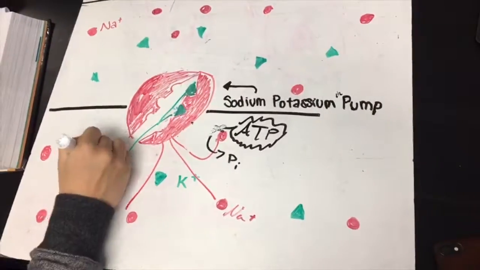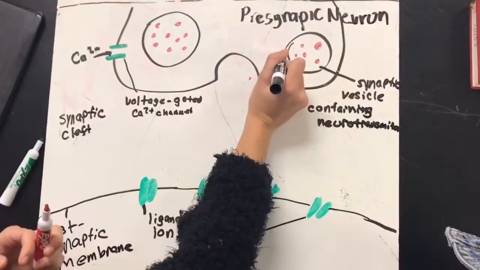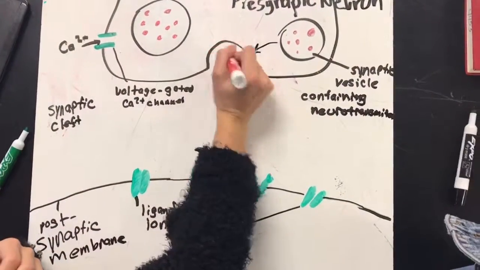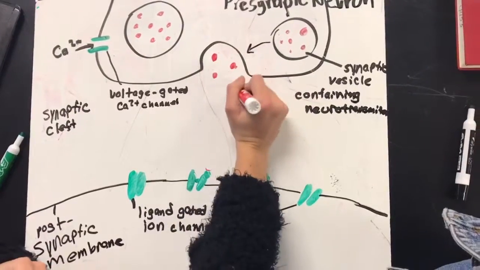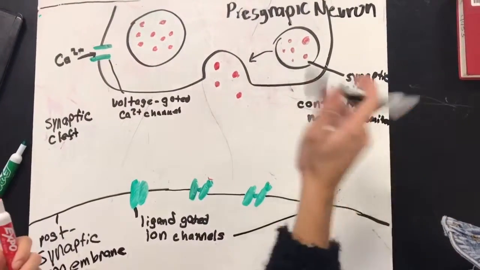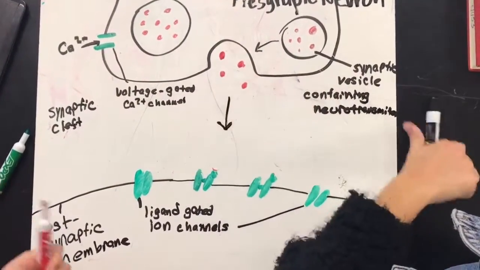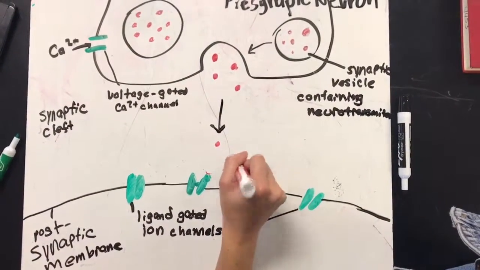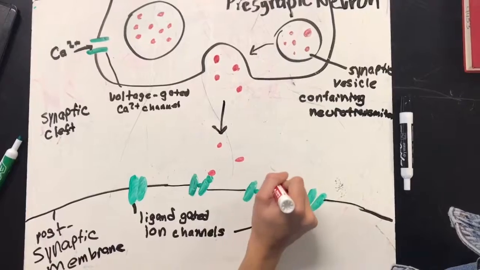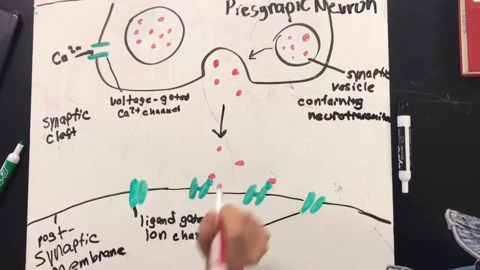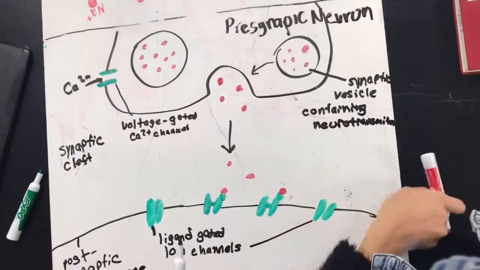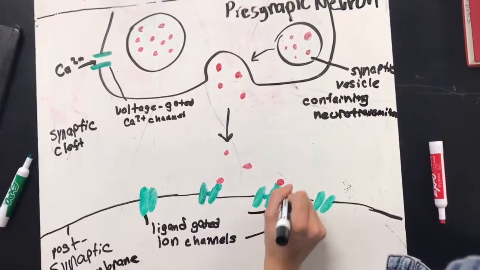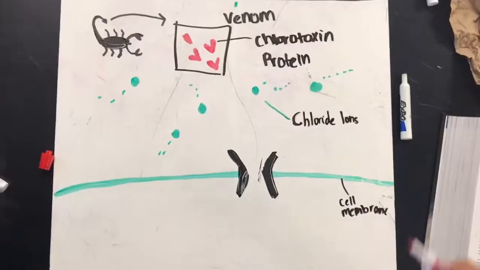An action potential arrives at the end of the axon, depolarizing the presynaptic membrane. The depolarization opens voltage-gated channels, triggering an influx of calcium ions, which cause the synaptic vesicles to fuse with the presynaptic membrane, releasing neurotransmitter into the synaptic cleft. The neurotransmitter then binds to ligand-gated ion channels in the postsynaptic membrane. In this example, the binding triggers the opening, allowing Na+ and K+ to diffuse through.